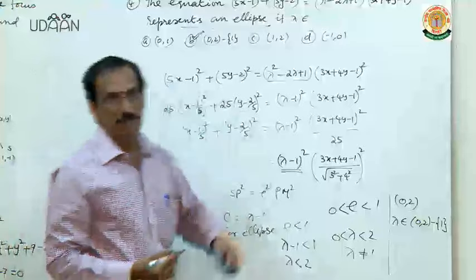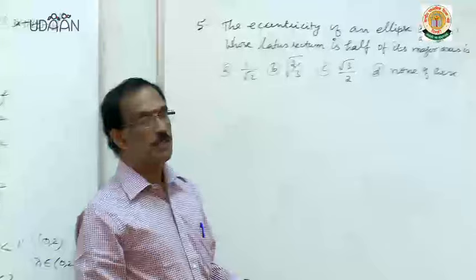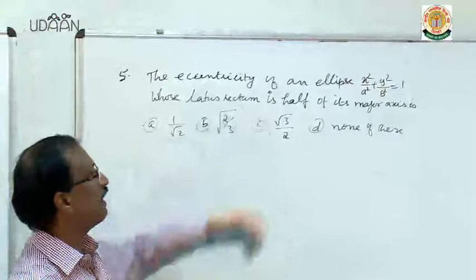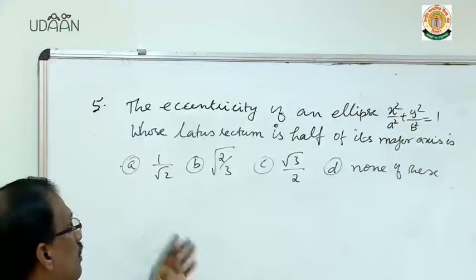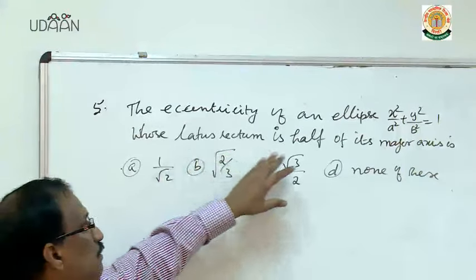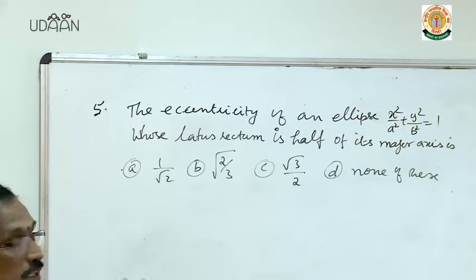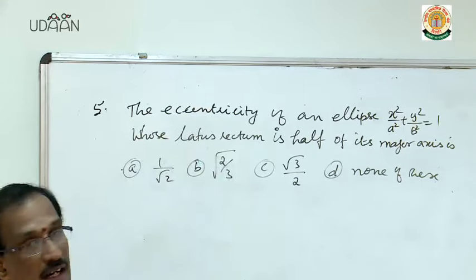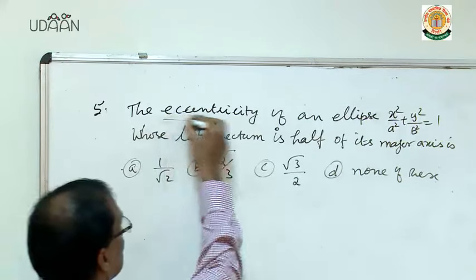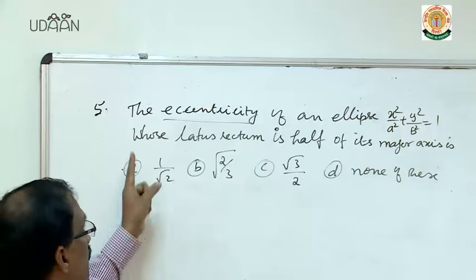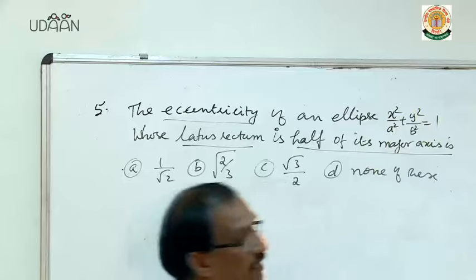अब अगला 5th एग्जाम्पल में पहुंचे. In this, the eccentricity of an ellipse x square by a square plus y square by b square equal to 1, whose latus rectum is half of its major axis. So क्वेश्चन को ध्यान से पढ़ लो, उसके बाद आगे शुरू करें. So हमें क्या फाइंड करना है? एक्सेंट्रिसिटी. और क्या इंफॉर्मेशन दिया है? इसका लैटस रेक्टम इज हाफ ऑफ इट्स मेजर एक्सिस.